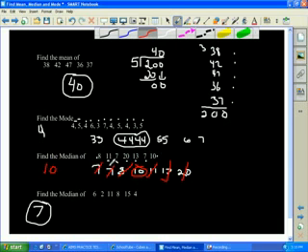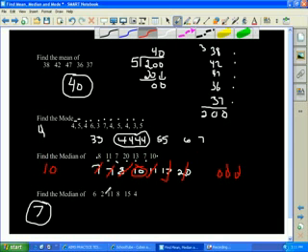Now here's a little hint I want to show you. If you count all the numbers that are in the set, we have 1, 2, 3, 4, 5, 6, 7. We had 7 numbers. That's odd. If it's an odd number of digits in the data set, there's only going to be one number in the middle. That's why we had no problem here with finding out that the median was the number 10. It was the only number in the middle.